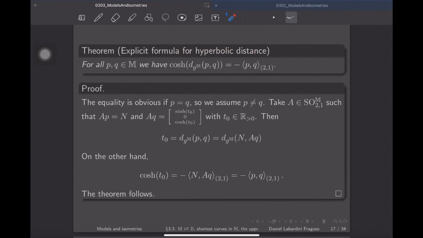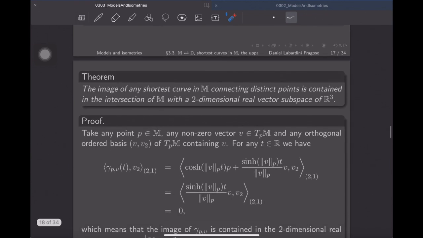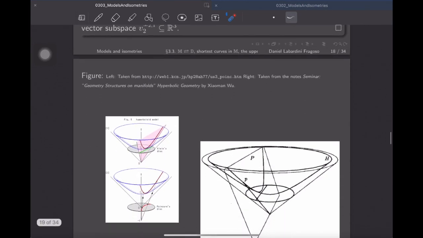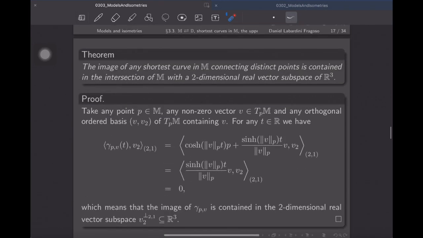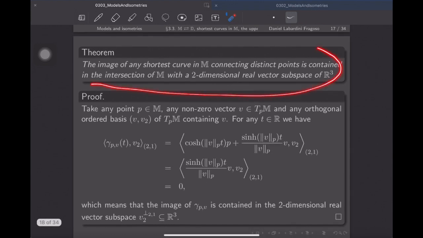So this is really great. We can compute distances in the hyperboloid. And then maybe let me state this theorem without proof today and show you the two videos.